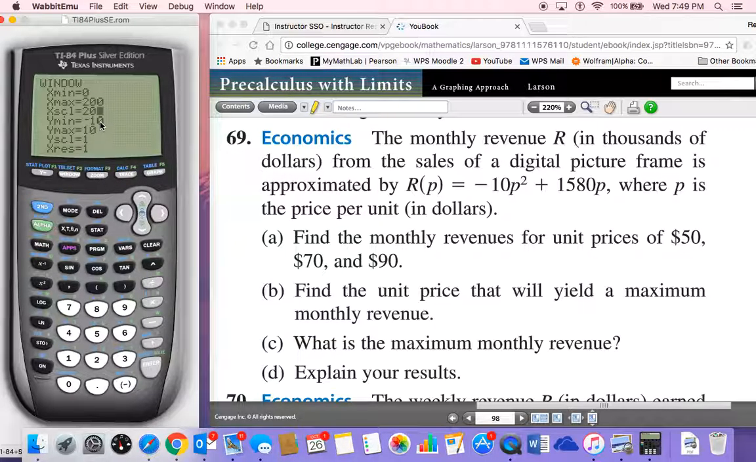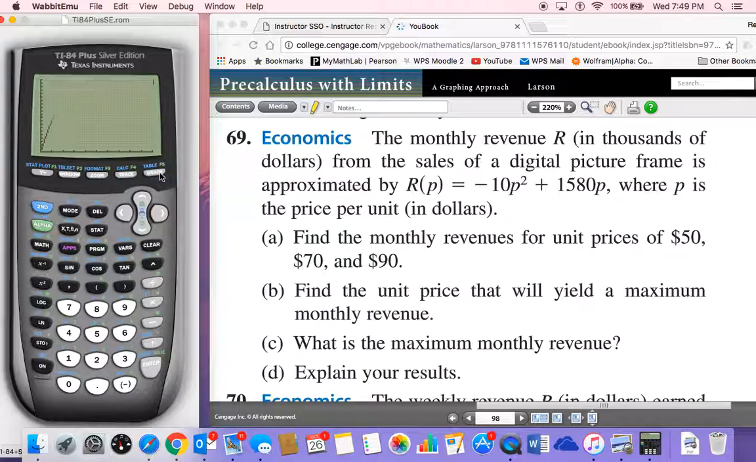For Y min, for now, let's do 0. Y max, let's do 63,000, a little more than my maximum value. Obviously, I don't want to count by ones if I'm going from 0 to 63,000. I'm going to make my Y scale 3,000. I don't want 63,000 tick marks on my Y-axis, because it'll clutter it up. There's no right or wrong answer. In fact, if you don't change it, it's not going to really affect your graph too much. So don't worry about that.